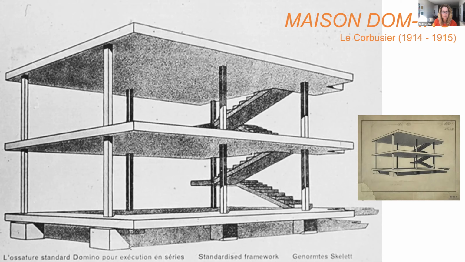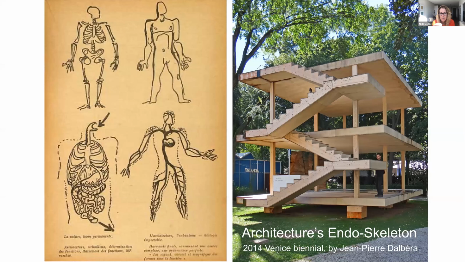So the components that you have are those cantilevered stairs. They're not even supported. You have very open floor plans because those steel beams can be at the edges of a given span, which he's outlined in this plan. And for Le Corbusier, this Domino House, which we see actually finally built in 2014 by a very different architect as part of the Venice Biennial, was to be the skeleton of the architectural body.